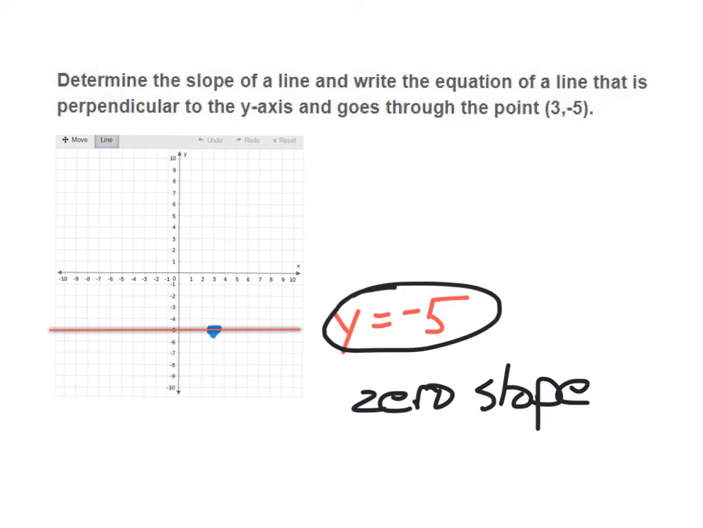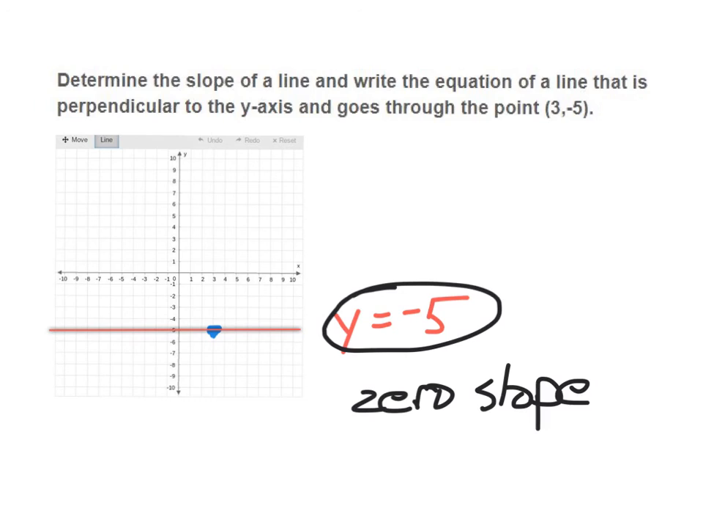All right, so it is possible that you will have an equation that says y equals, or it could still be x equals. Both of our examples were y equals, but that's because we had one line that was parallel to the x-axis and then one that was perpendicular to the y-axis. And that will be the end of part 2 of this lesson about parallel and perpendicular lines.